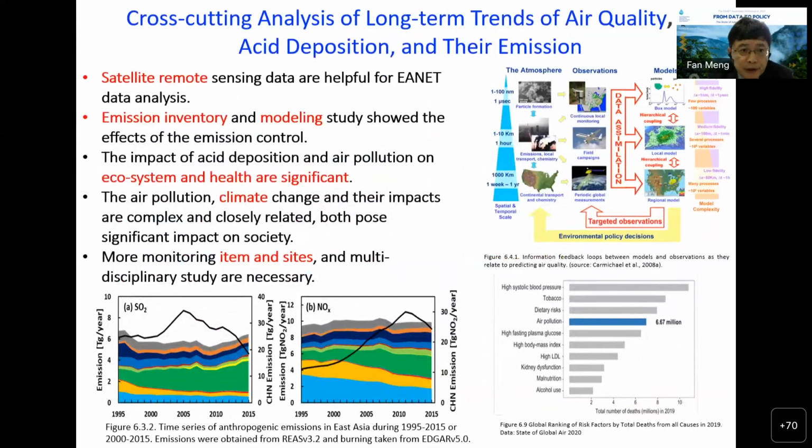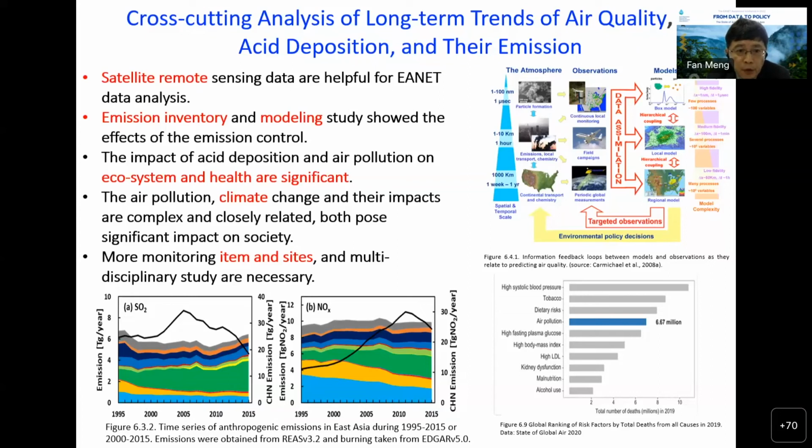This slide shows what we call cross-cutting analysis, between the different chapters of this report and also outside the EANET study. We found satellite remote sensing very helpful for providing more coverage and long-term monitoring, and it combines very well with our monitoring data. We also found from emission inventory and modeling studies the effect of emission control. We already found the decrease of deposition from the monitoring data, and we proved it from emission inventory and modeling studies. We also found that the impact of acid deposition and air pollution, both inside and outside the EANET study, on ecosystems and health is significant. So we need to continue to conduct our monitoring and assessment studies.